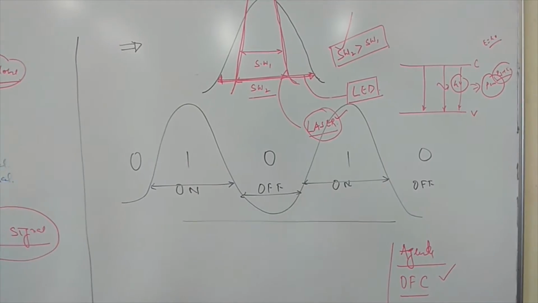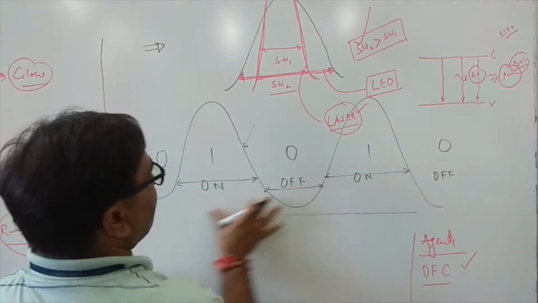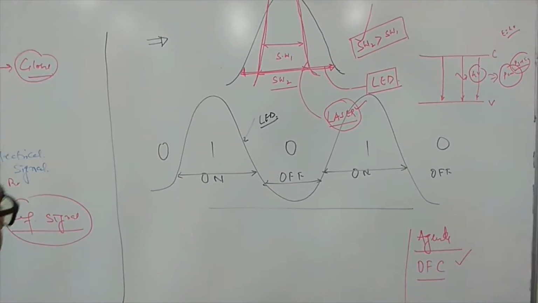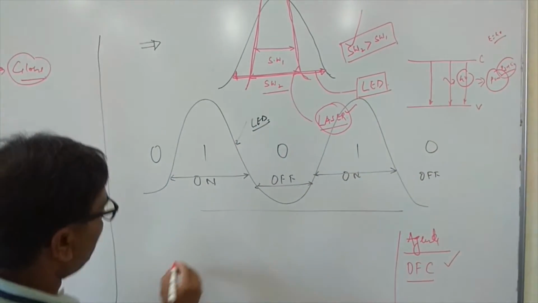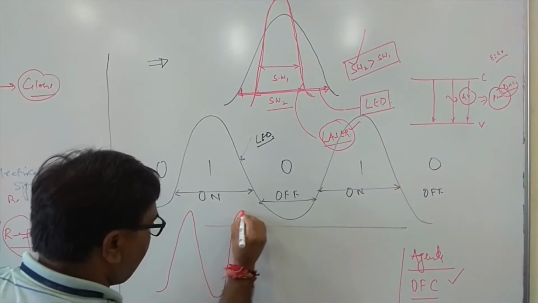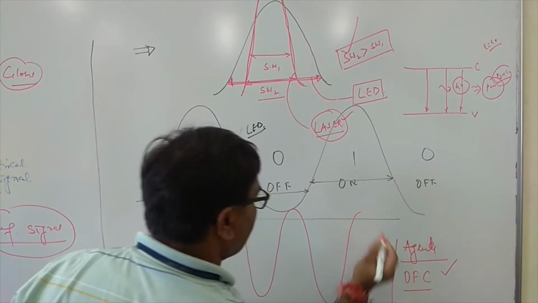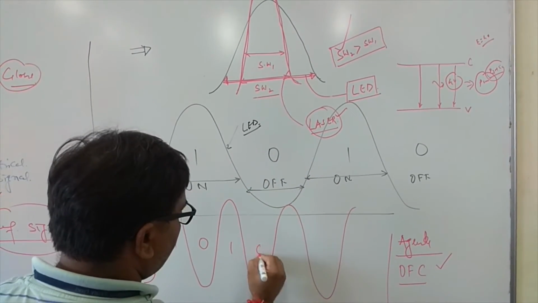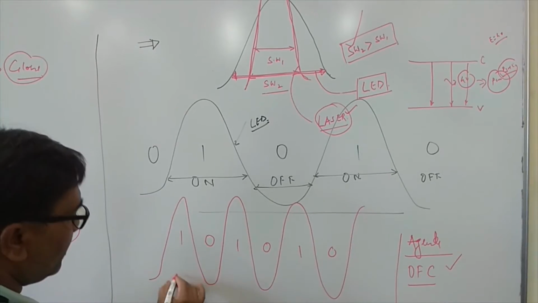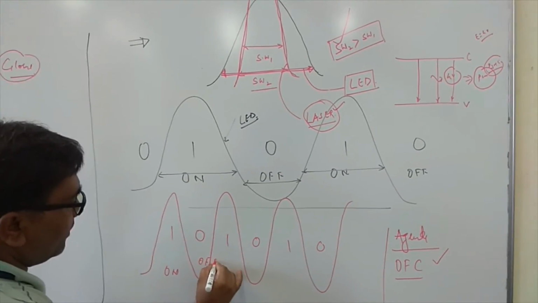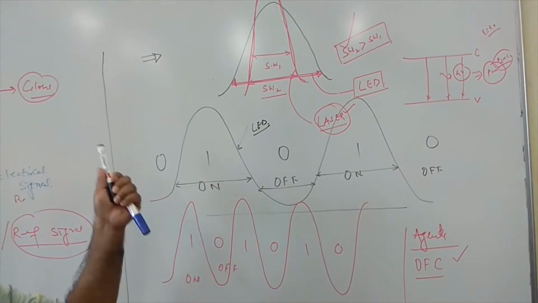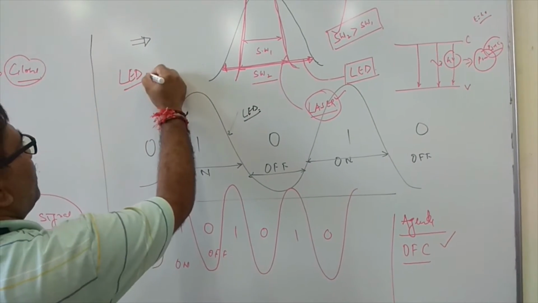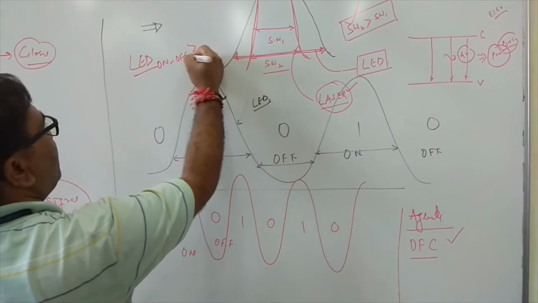But when the spectrum is larger, as in the LED, the on-off time is longer. See, in the same time with the laser you can get a larger bit rate, right? On off, here on off. In which case is the on-off time higher? The LED's on-off time is higher as compared to the laser.